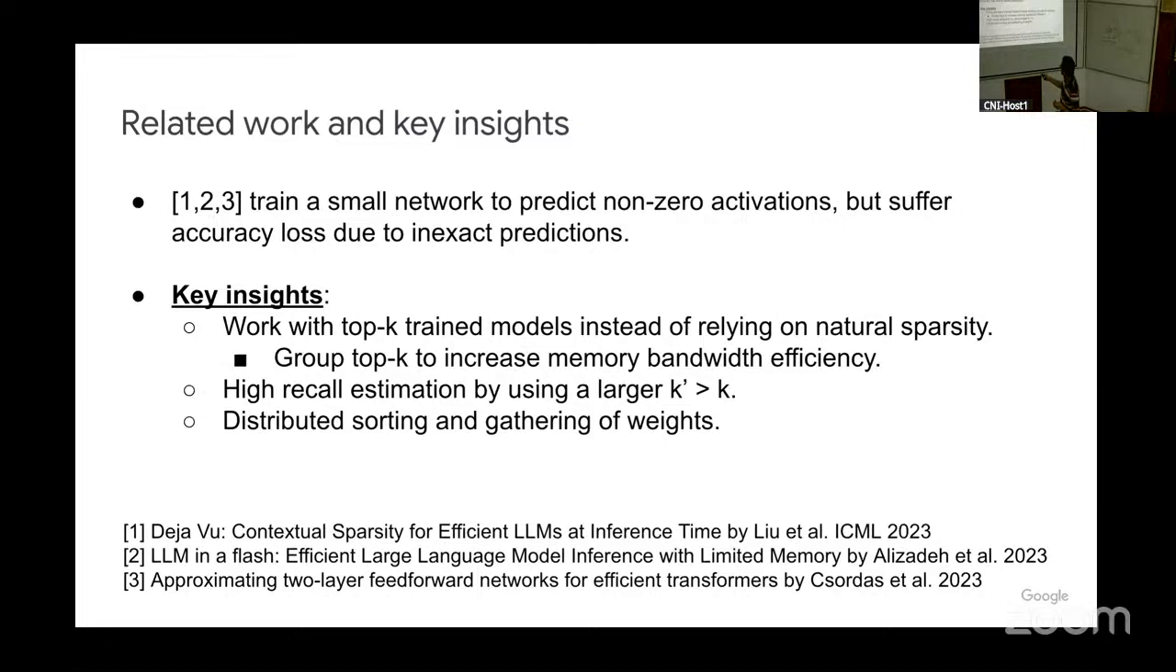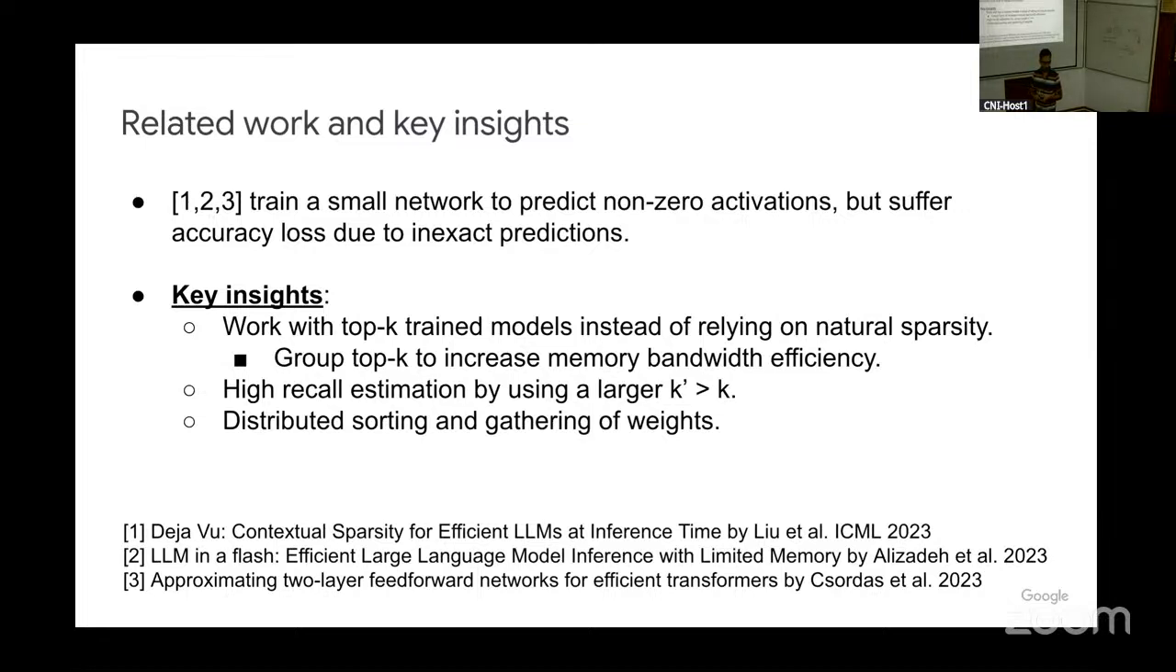And further, if you are able to do something like group top k, where you don't pick single elements, but rather you try to identify groups which are consecutive and non-zero, it turns out that this has a huge improvement in enabling faster HBM to processor transfer compared to transferring only single vectors.